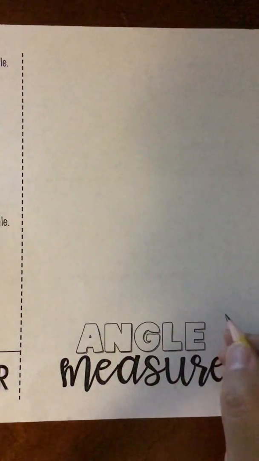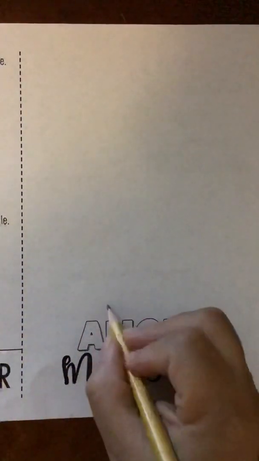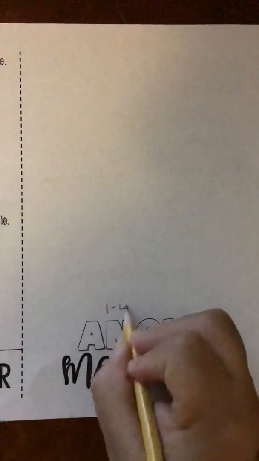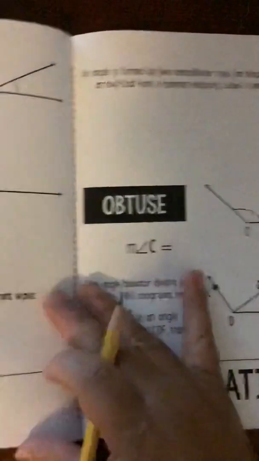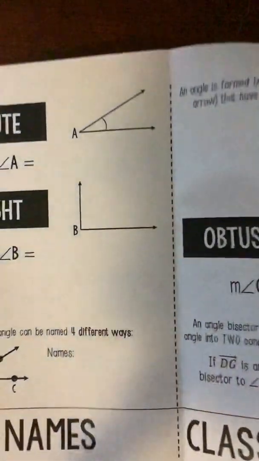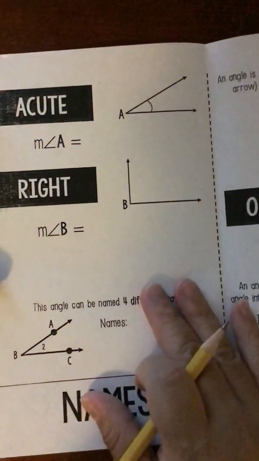This foldable is for angle measures. This is section 1-4. And what we're going to do is fold it inwards like this, like a book. We're going to start with the page on the inside, and these are just measures of angles.